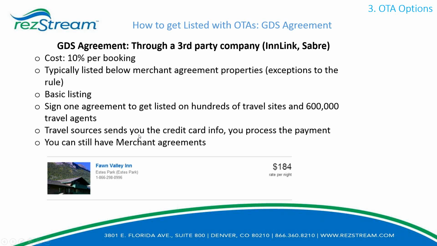Here's something else to pay attention to. Travel sources send you the credit card information and you process the payment. So in a GDS agreement model, the travel website, Expedia in my example, will take the guest booking, collect the guest credit card, John Doe guest, and send you that information directly. You're responsible for collecting that payment. Now, some of you may be thinking, I don't have time to do that, I don't have resources to do that.